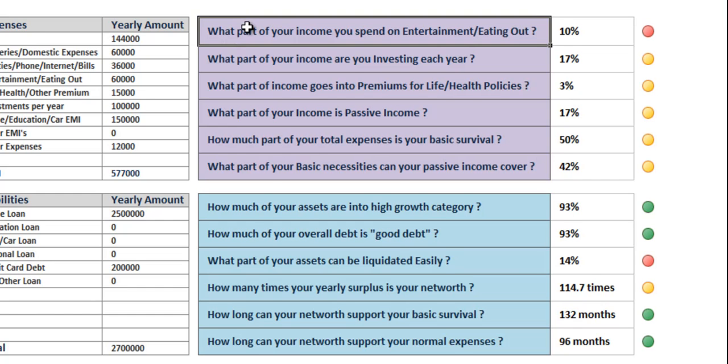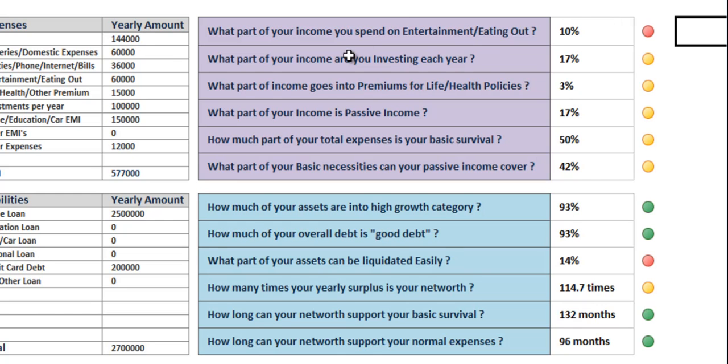So just look at the right hand side and you will see some numbers which will really open up your mind and really give you a feeling of what exactly is going on. So what part of your income you spend on eating out and entertainment? So it is 10%. So suddenly it shows you a red mark that this is not very good. You should not spend 10% of your entire income into just entertainment and eating out.